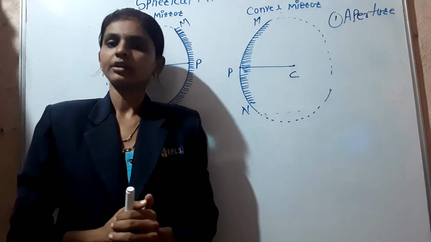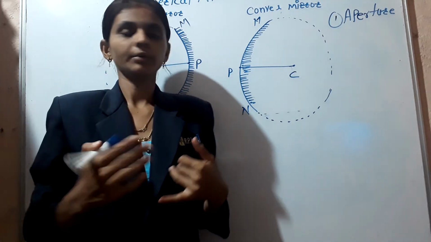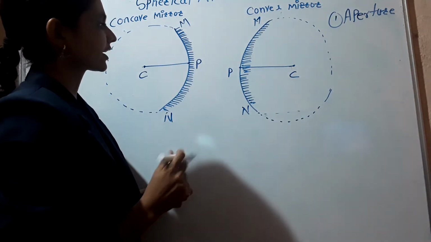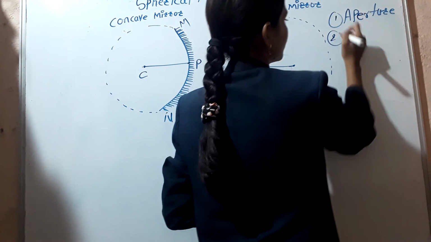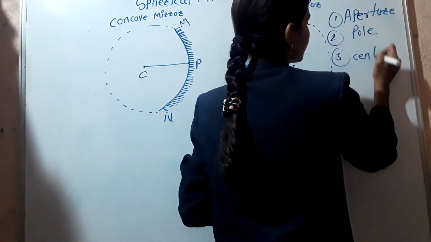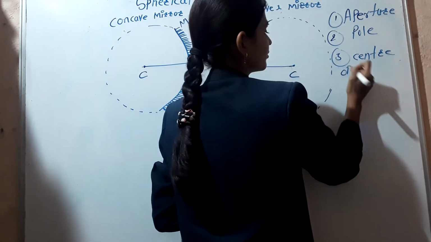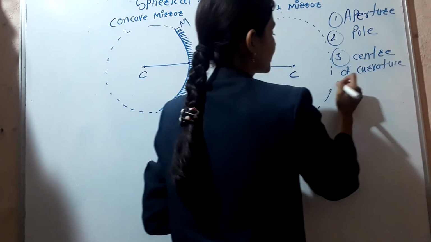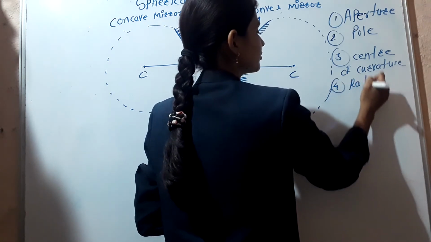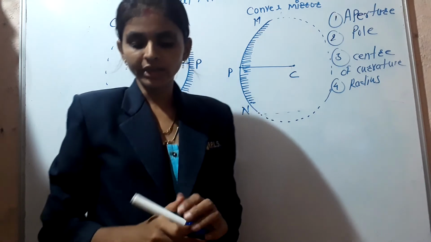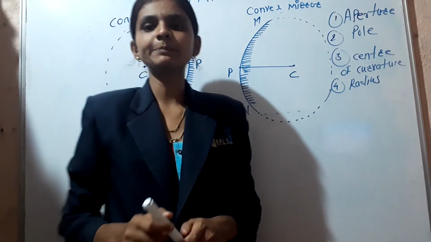So here we already covered some parts: the aperture, then the second one is the pole, the third one is the center of curvature, and the next one is the radius of curvature. Now the next part we are going to see is the principal axis.